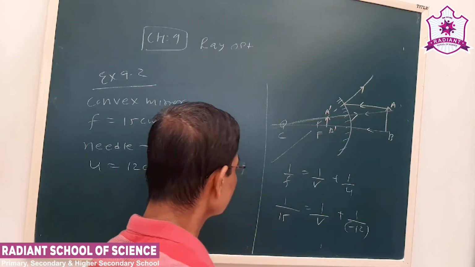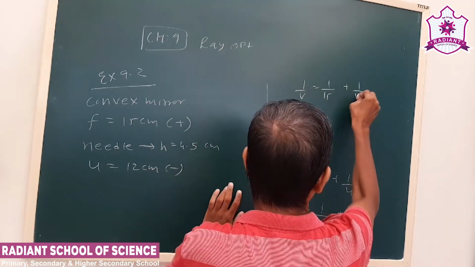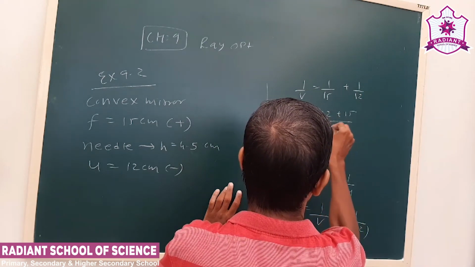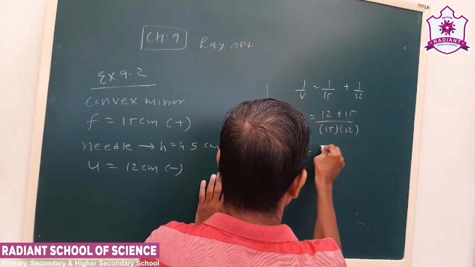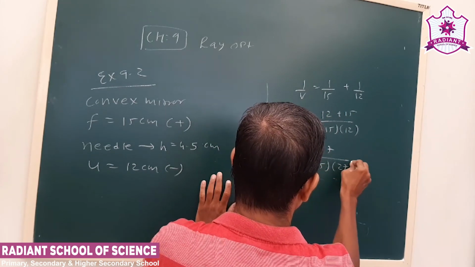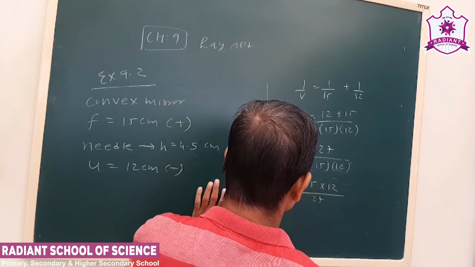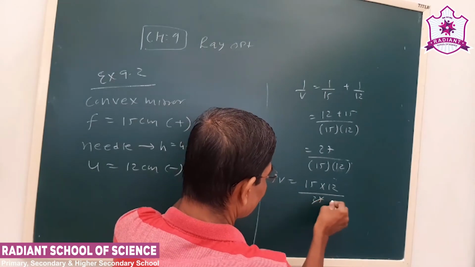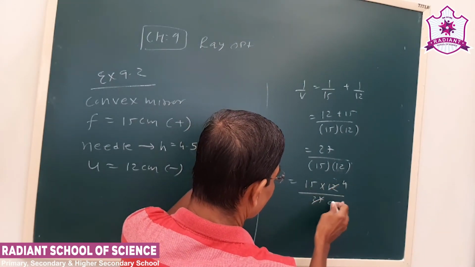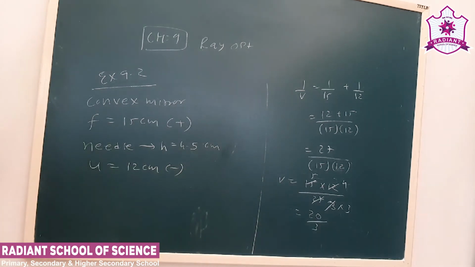Now if we solve for 1 upon V, we get 27 upon, and V comes out to be 20 by 3, that is 6.67.